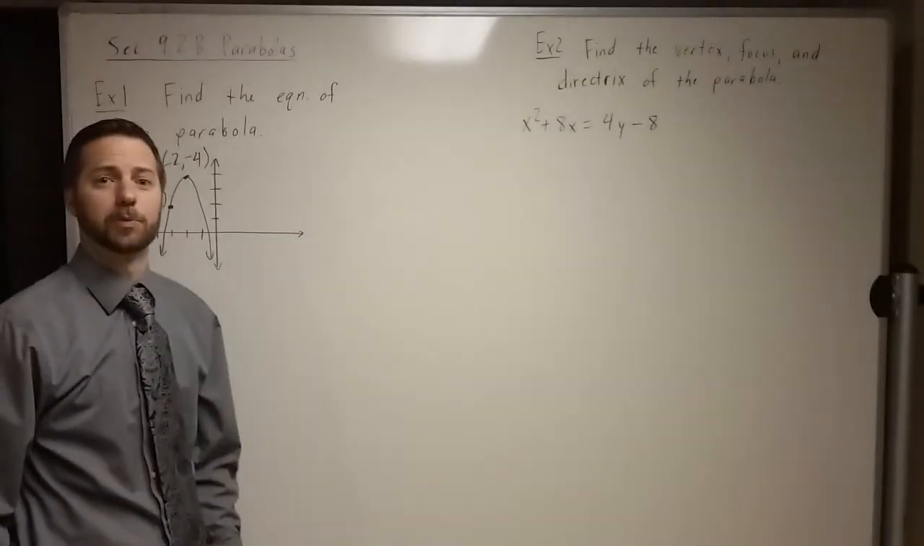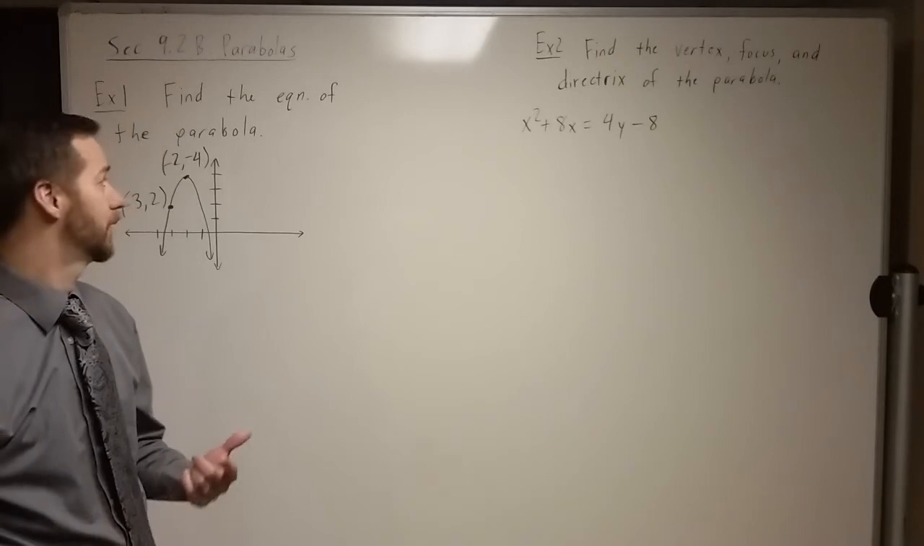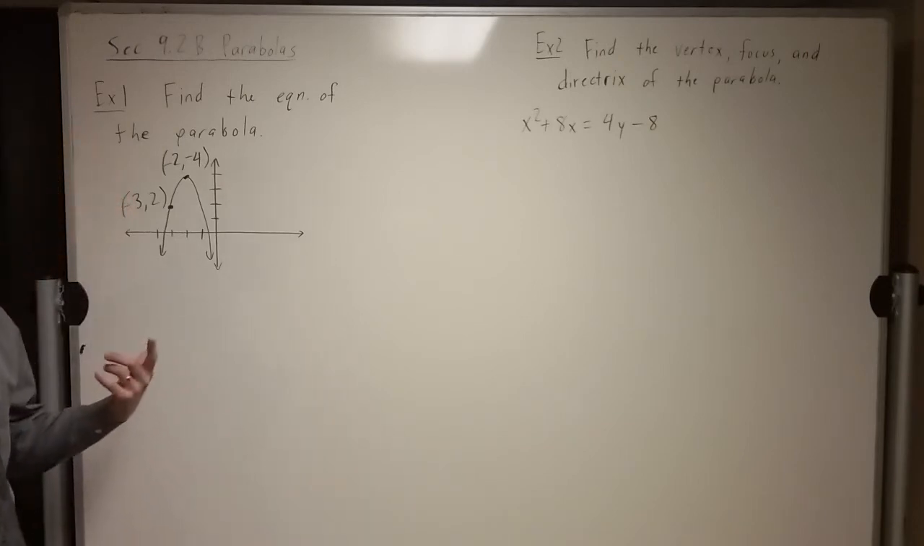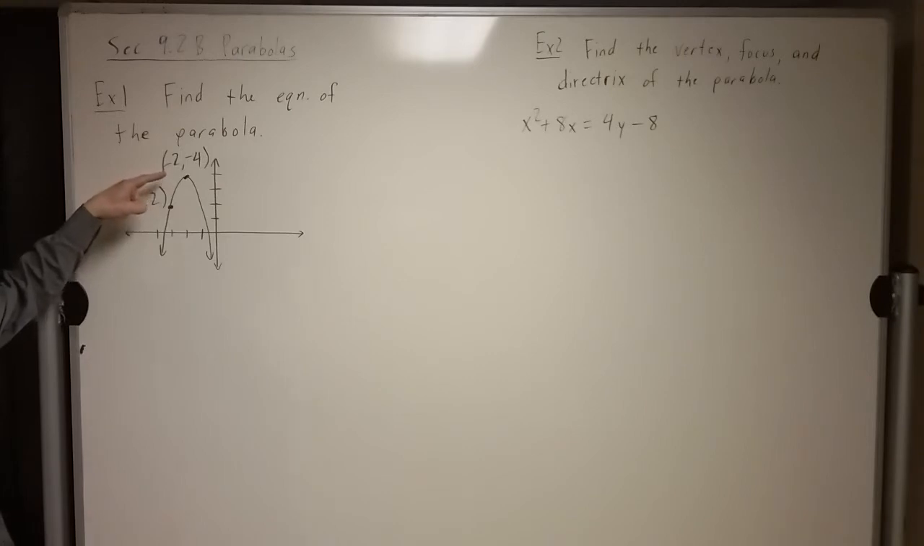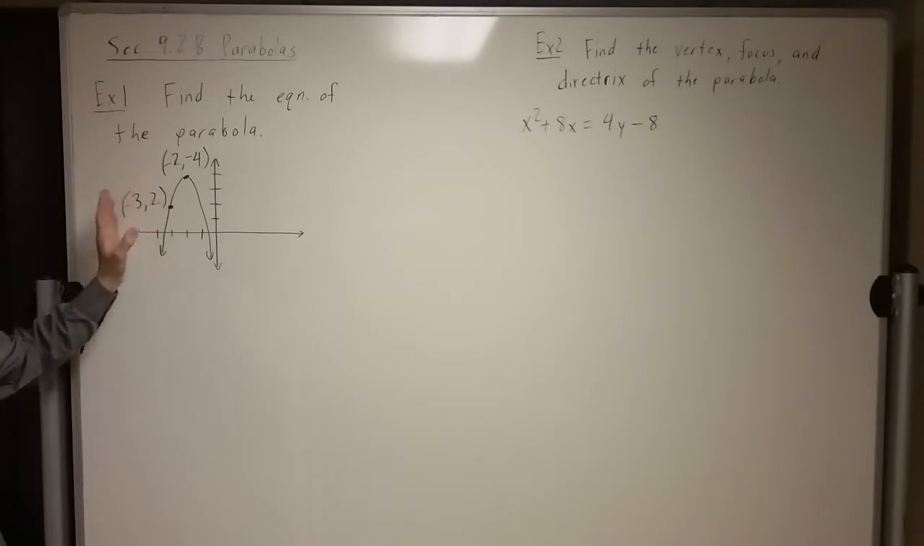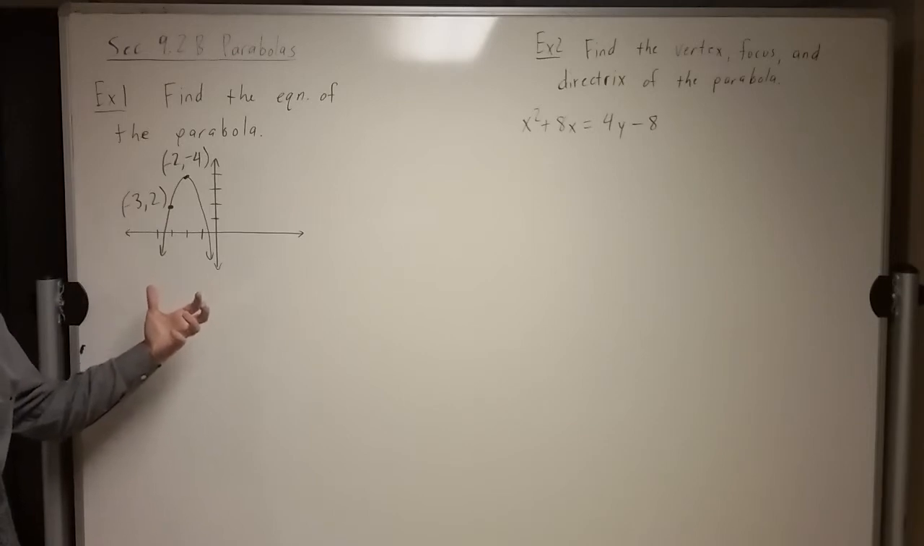Alright guys, we're going to talk a little bit more about parabolas today. And first thing I want to do is look at an example where we know the vertex of the parabola. We know some other point that it goes through. But we don't know that this point is any special point. It's not straight across from the focus. It's just some other random point the parabola hits.